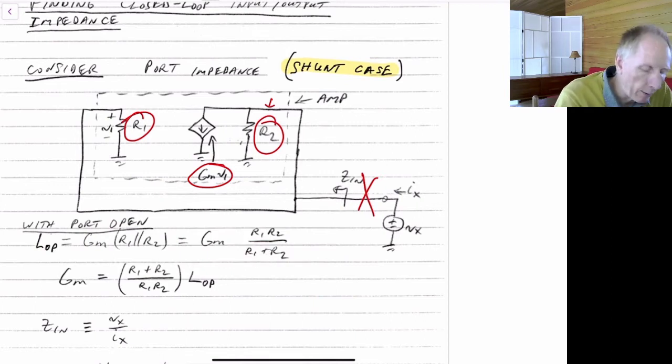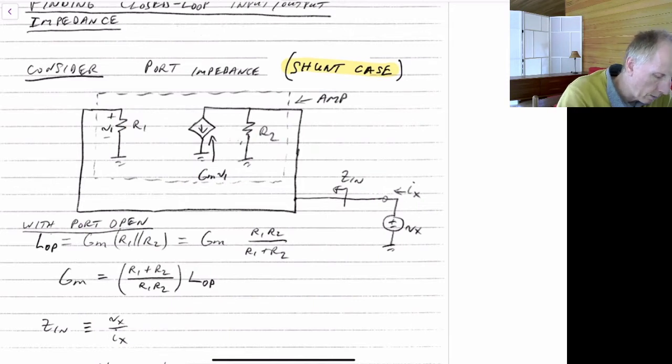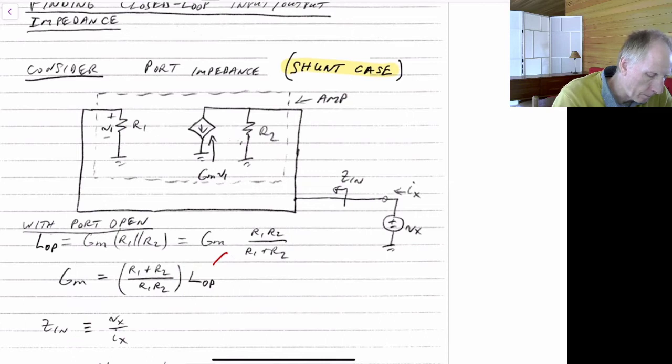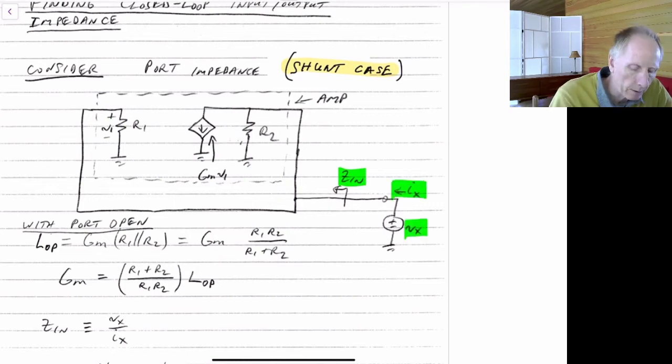So we can rewrite this equation as Gm equal to R1 plus R2 divided by R1 R2 times the loop gain when it's open circuited. Now by definition, Zin can be found by applying a voltage Vx and measuring the current Ix. By definition then, Zin is equal to Vx divided by Ix.